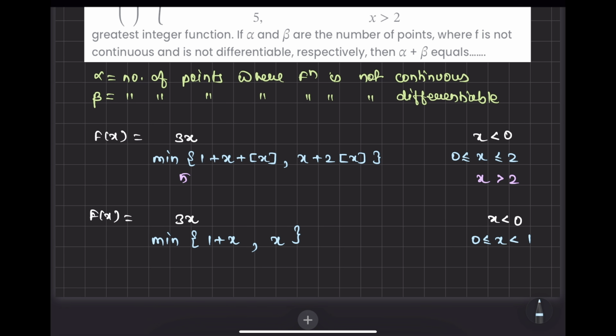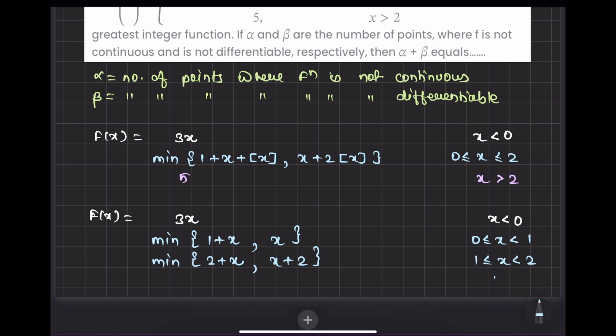Now from 1 to 2, 2 is not included. Okay, so in this region the greatest integer function will become 1. So 1 plus 1 will become 2. So it is 2 plus x, and then it will become x plus 2. So it is x plus 2 only, both are the same now. So you can consider any one of them. So this is the thing.